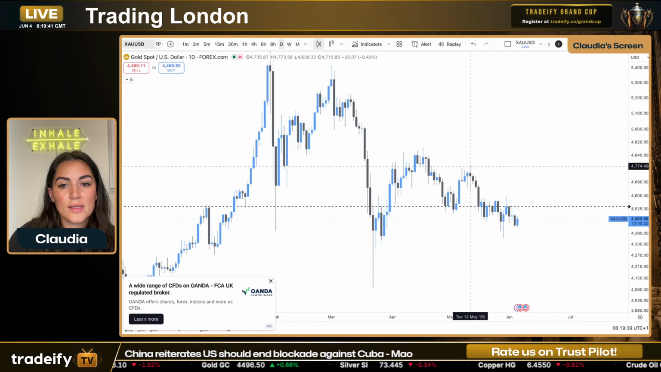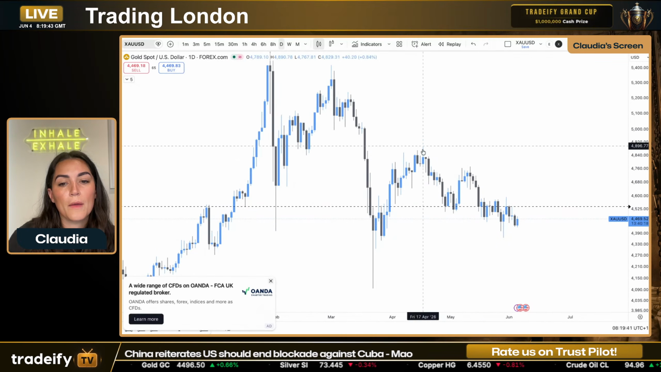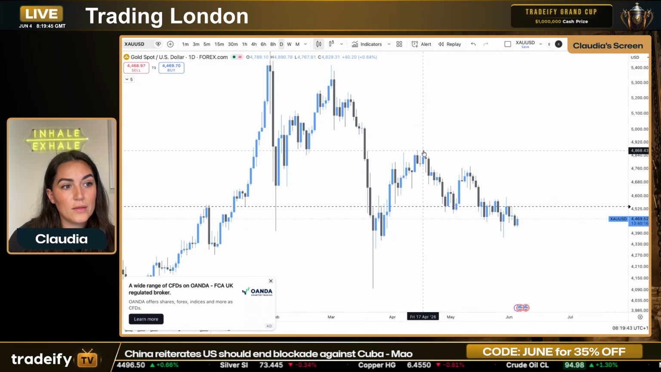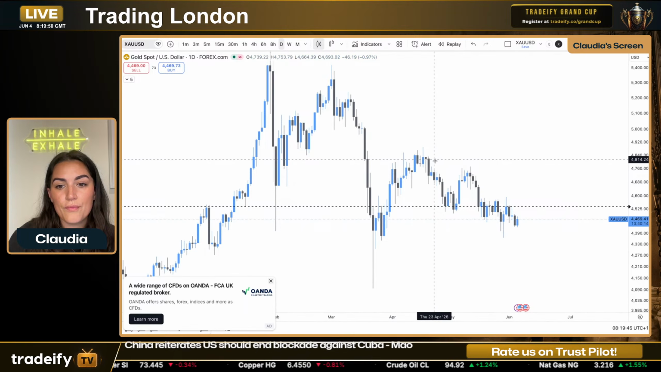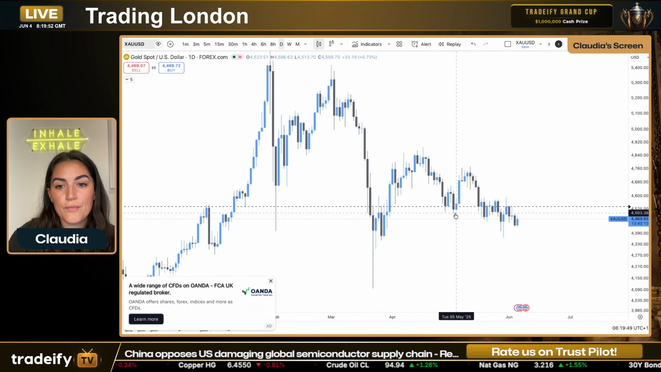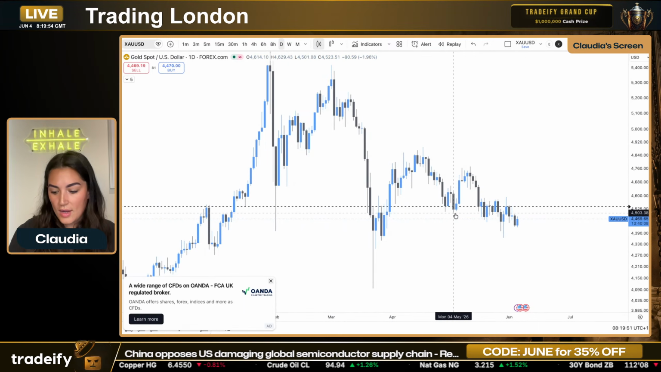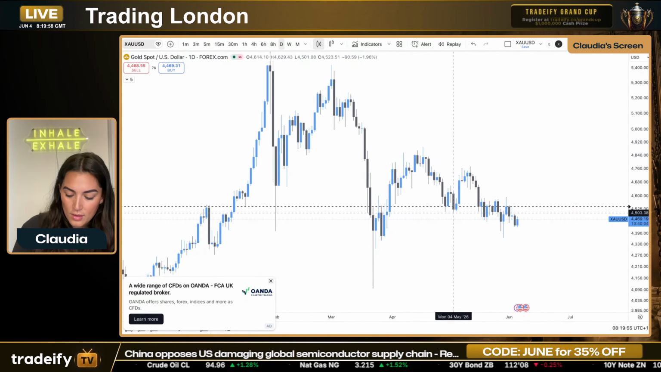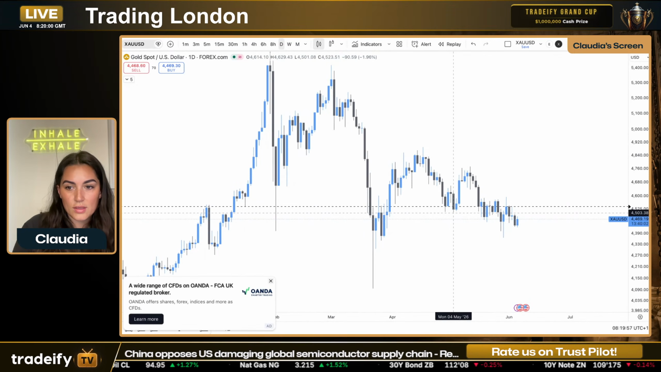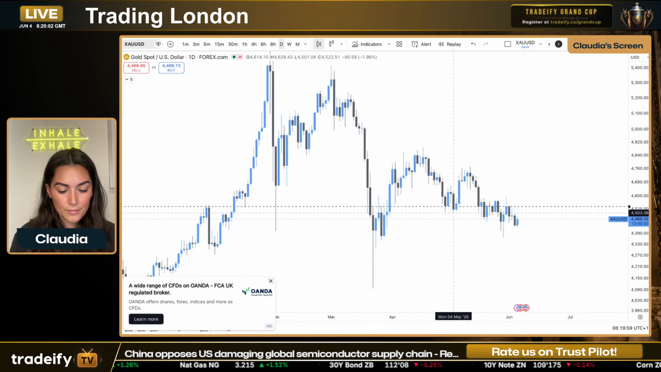If price was truly done with the downside right now, we would have seen a break of this high here. But instead, what's happened is this high has held. Price has failed to break above it. And then it's pushed down and targeted this previous low. So I'm putting down the daily as bearish as well. I don't think it's done with the downside yet, personally.